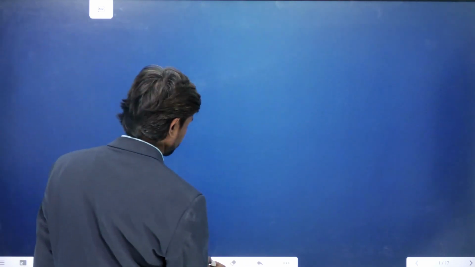Today we are going to start the motion of center of mass. Exercise problems will start there, okay? Motion of center of mass. Exercise 1.